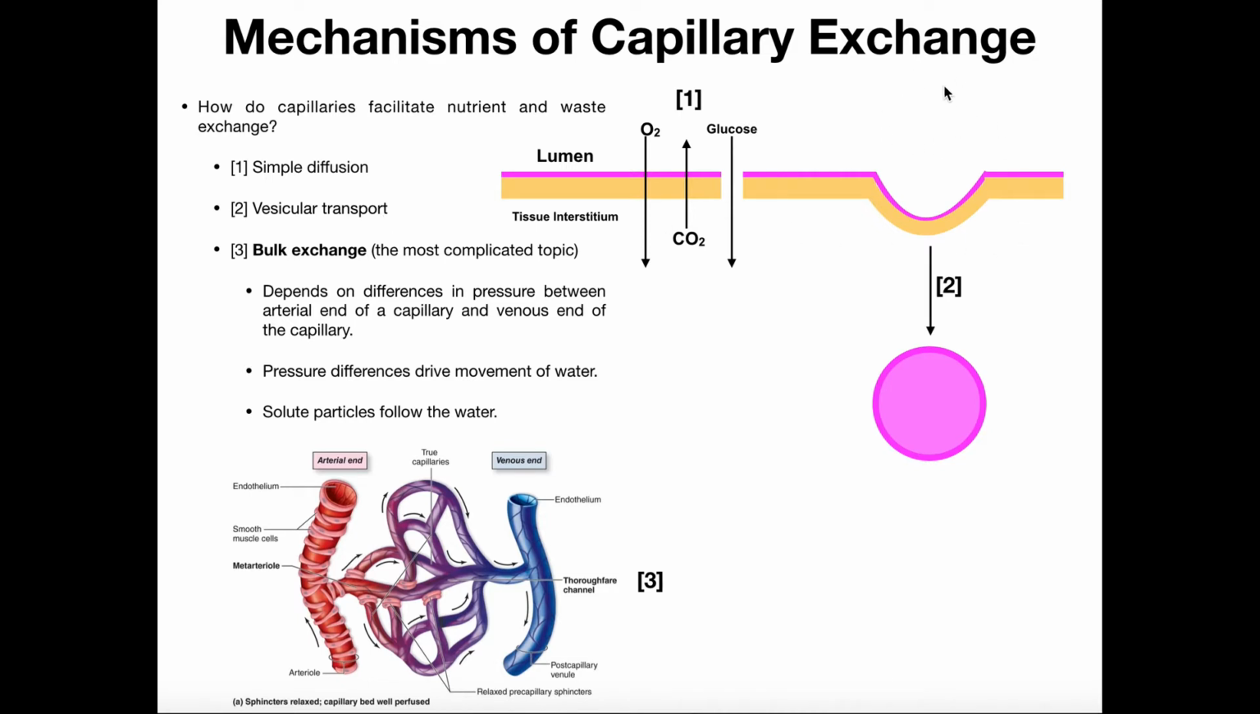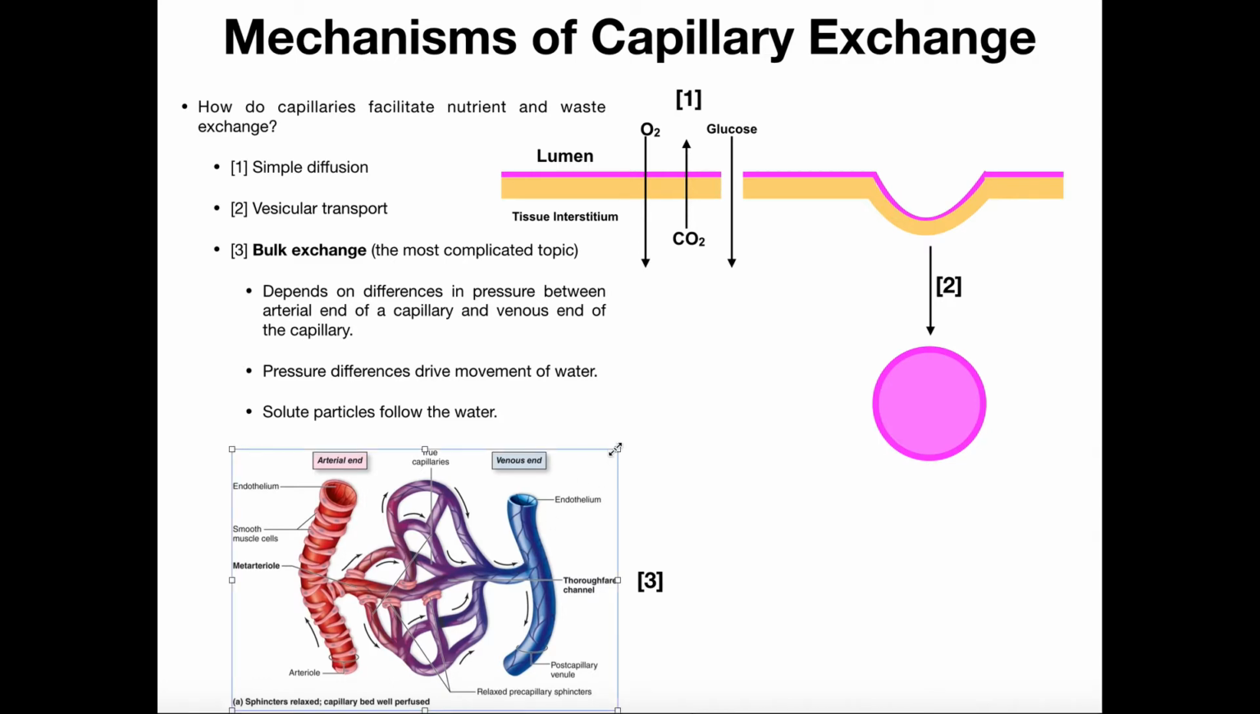The second one is as well straightforward: vesicular transport. So for example, we can get things like pinocytosis or endocytosis and even exocytosis of certain things. Right here we're probably showing endocytosis or pinocytosis, but the reverse can also be true. We can actually move things in vesicles from the cells or tissues into the blood. And that's vesicular transport, which of course is an active process. It requires ATP. But these things are pretty simple. The most complicated of these topics is what's called bulk exchange. And bulk exchange depends on pressure differences between the arterial end of a capillary and its venous end.